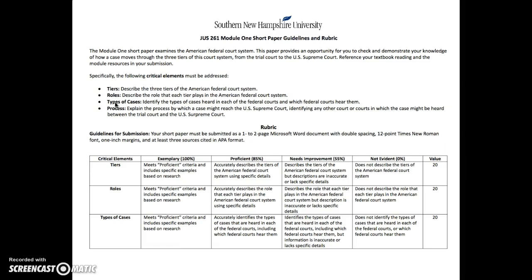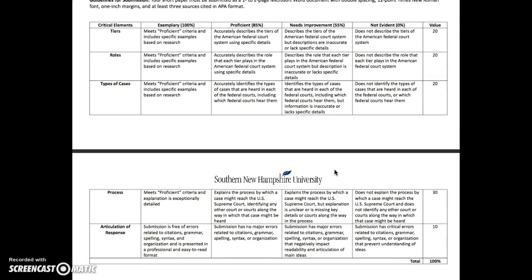Okay? So again, make sure you go over the short paper guidelines and rubric. So this is it. This is what I'm looking for, the critical elements. This is what you will be evaluated upon, the tiers, the roles, the types of cases, process. Here's what it takes to receive an exemplary rating, proficiency rating, areas that I think you might need to improve upon.